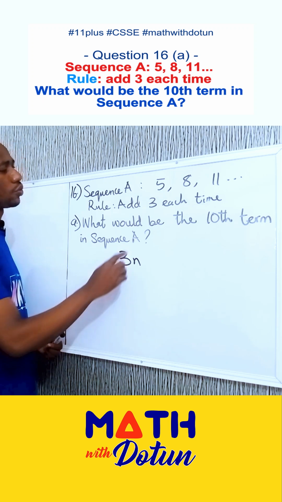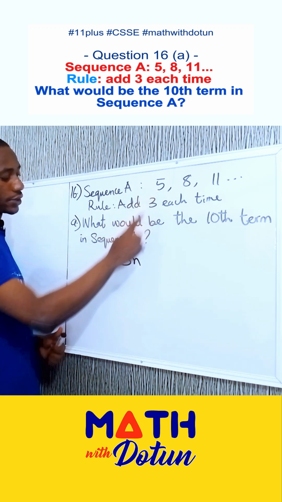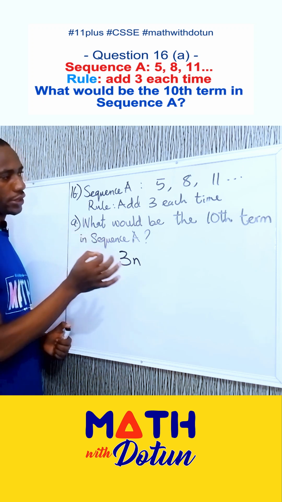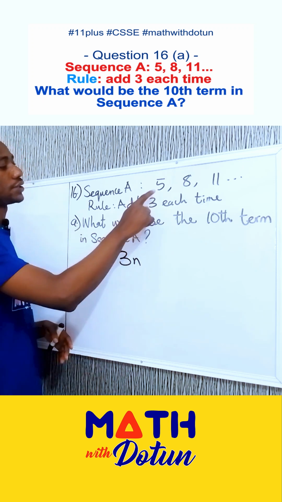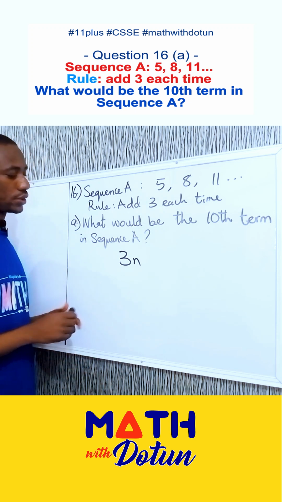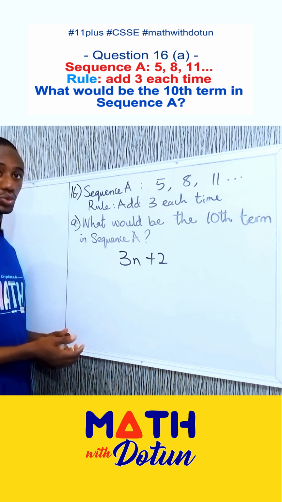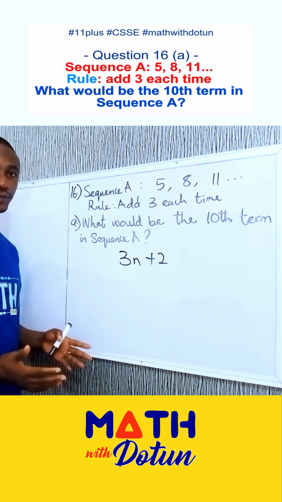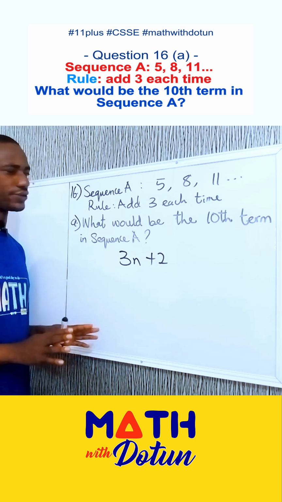So you check with the first term. If n is 1 for the first term, that's 3 times 1, 3. What adjustment would you need to do to 3 to make it 5? You have to add 2 to it. So the nth term rule here will be 3n plus 2. I believe that is clear. There are other ways you can get your nth term, but I believe this is very simple.